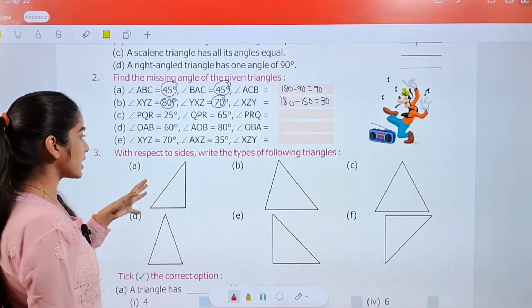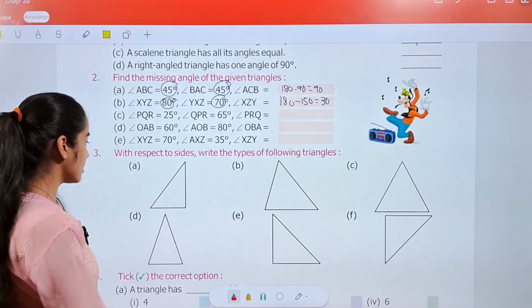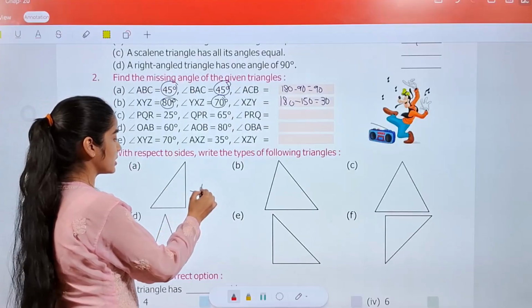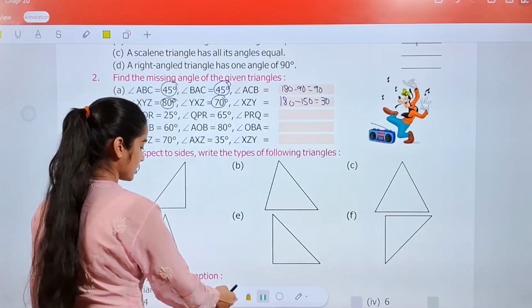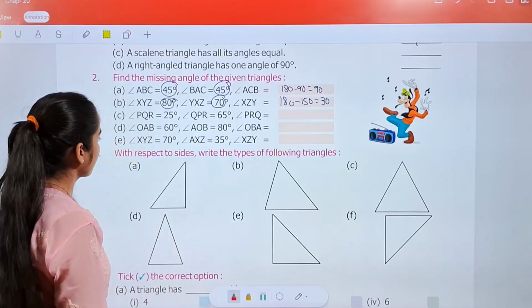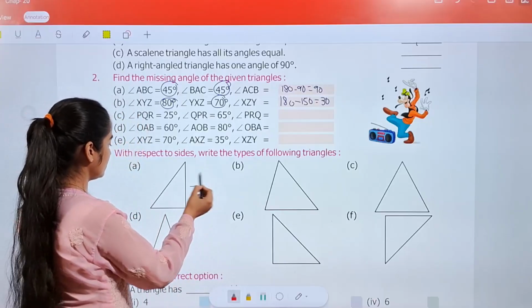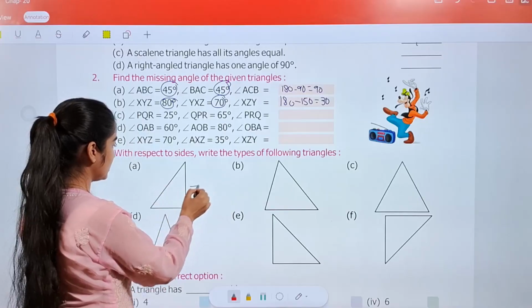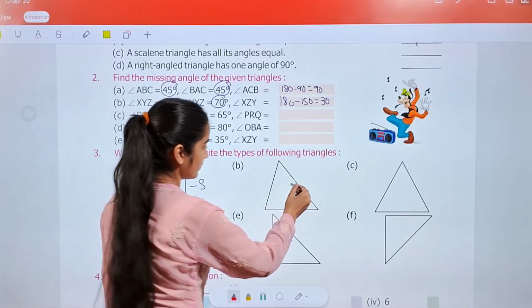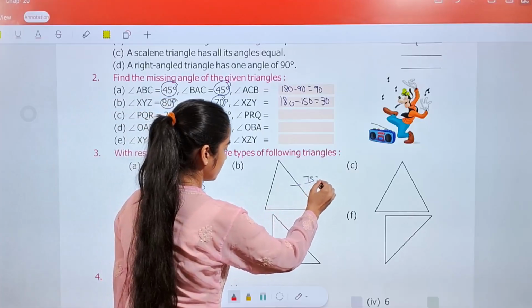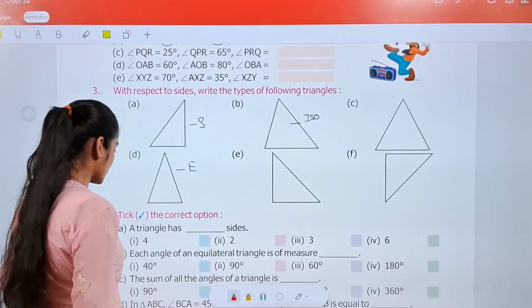With respect to sides, write the types of the following triangles. By looking at it, you can say it is a... okay, sorry, we have to tell on the basis of sides only, right? Okay, so this is a scalene triangle, this is an equilateral triangle, it is an isosceles triangle, and the rest you have to answer.